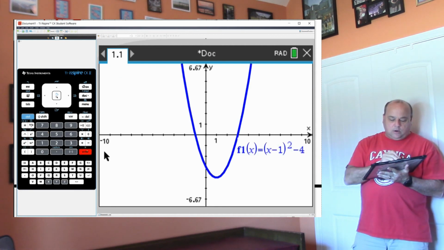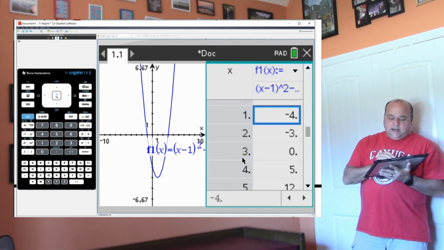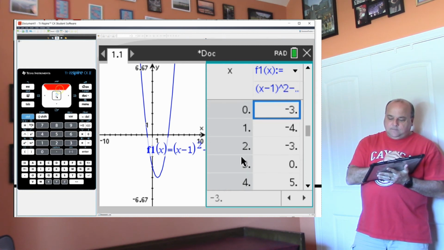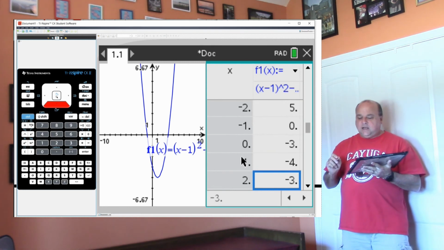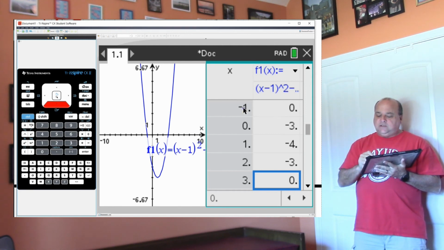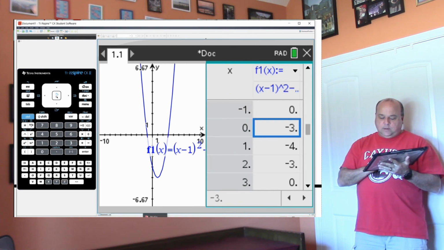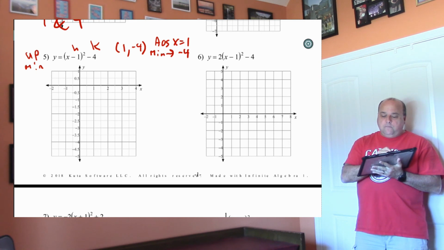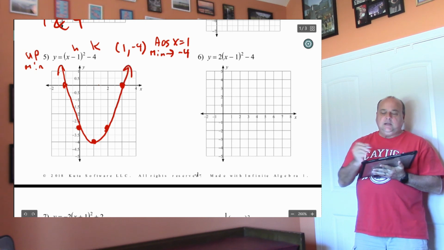I'm going to hit Control T, aren't I? So Control T. And I'm going to go down to the 1, negative 4 was my vertex, right? Okay, those are the ordered pairs I need, don't I? So I need to go up one more right here. So negative 1, 0. Notice this is my 0. This is going to be my y-intercept. 0, negative 3, right? So the vertex was at over 1, down 4. Then I'm going to have negative 3, and 0, 0. And then this parabola does this, doesn't it?